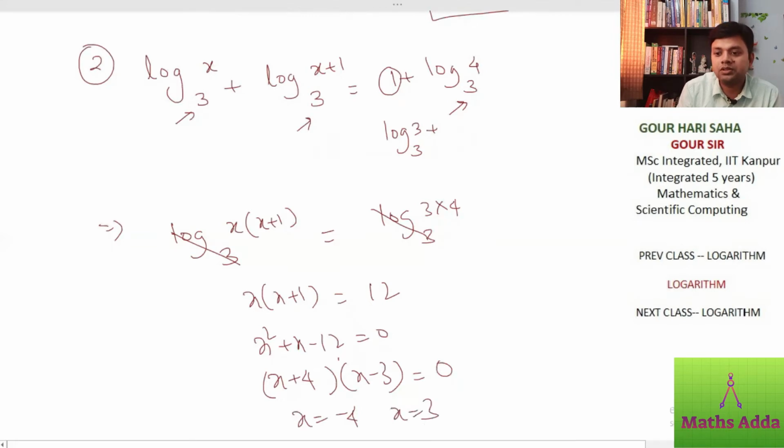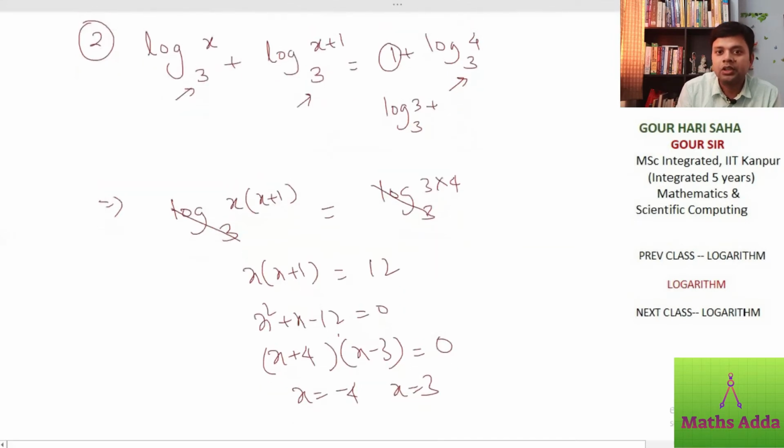Now you must check which value will make these log terms defined. So x equal to minus 4, log of minus 4 base 3 is not defined. Minus 4 will not be acceptable. Put 3 here, log of 3 base 3 is defined, log of 4 base 3 is defined. So this is acceptable. So you got one answer, x is equal to 3. This is how we will be solving logarithmic equations.